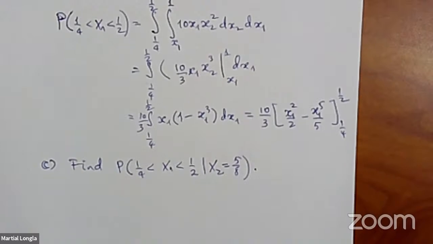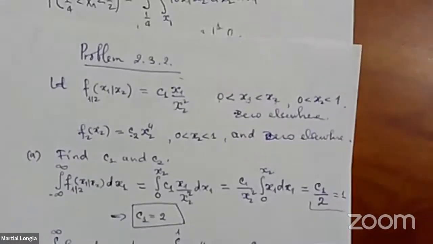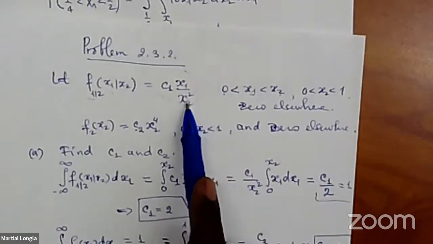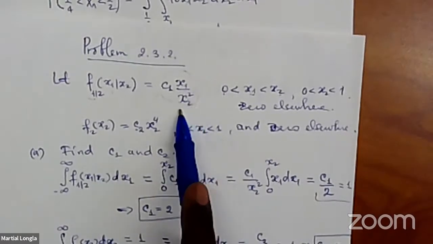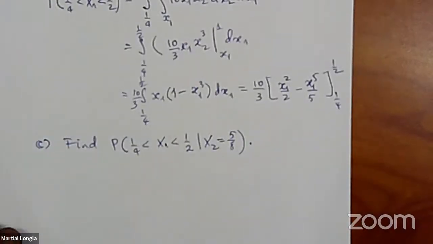So what's the formula that I should use here? Use the conditional distribution of x1 given x2, which is where the problem started. The original problem started with the conditional distribution of x1 given x2. So this is what you want to use with x2 equals 5/8. So we're going to replicate that here.